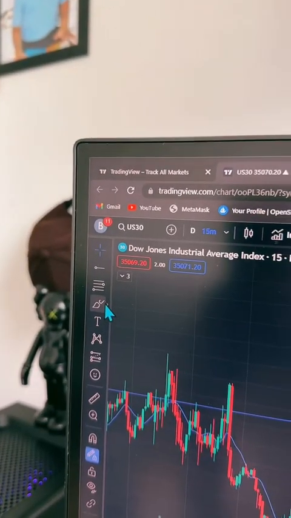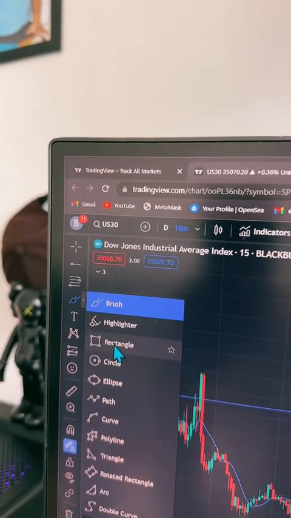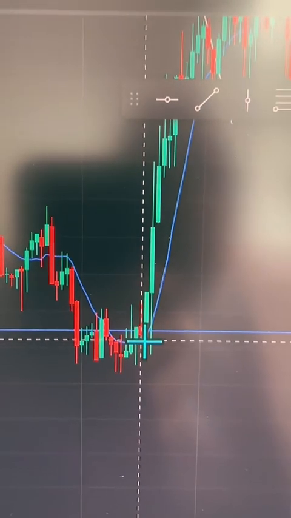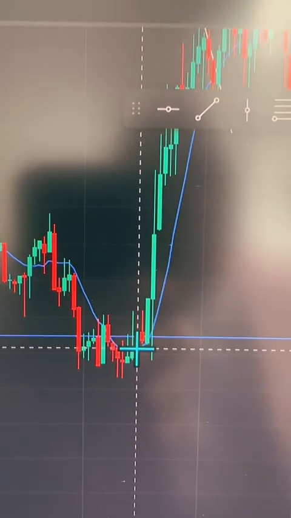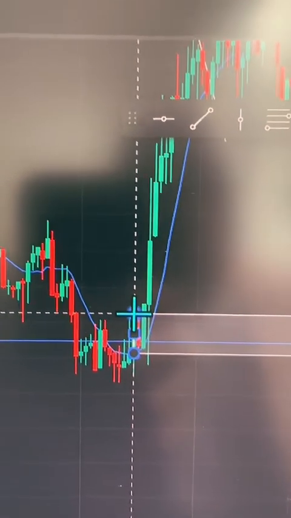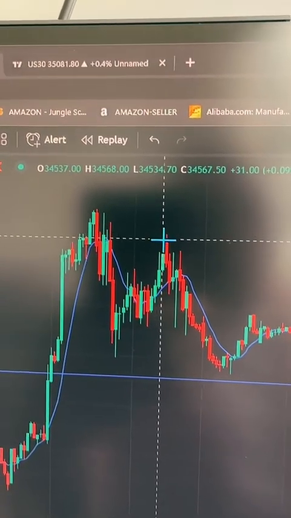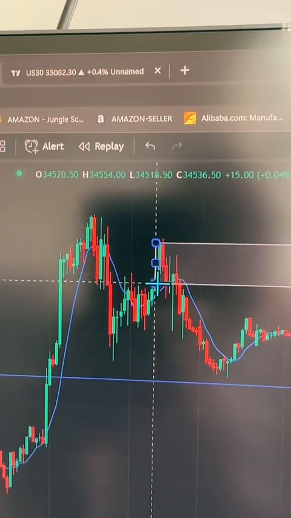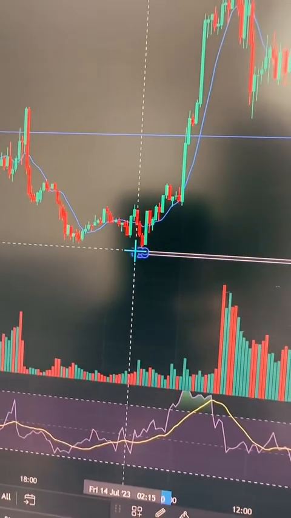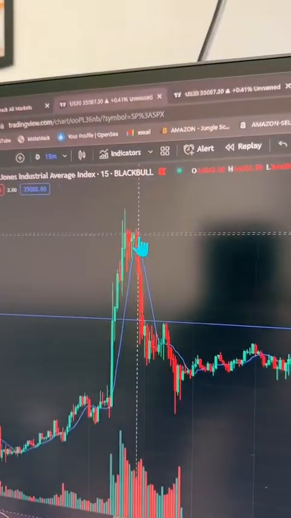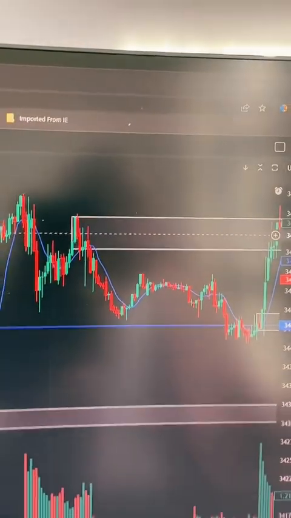To mark them off, you're going to grab your rectangle tool. Whenever you see a reversal like this, you want to cover with the rectangle tool the last red candle before a move to the upside, or the last green candle before a move to the downside. We have a huge one right here, and another one right here, but it already coincides with this one, so I'm not going to mark it off.